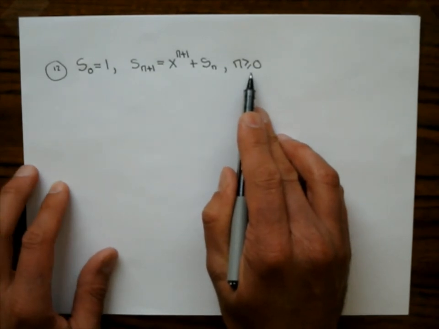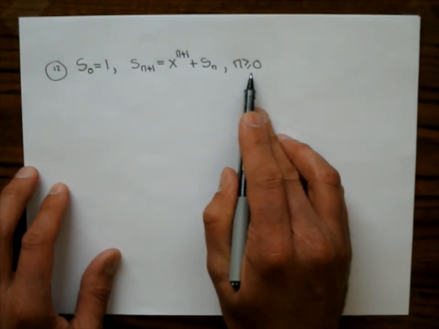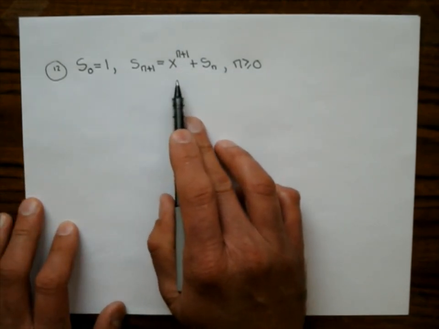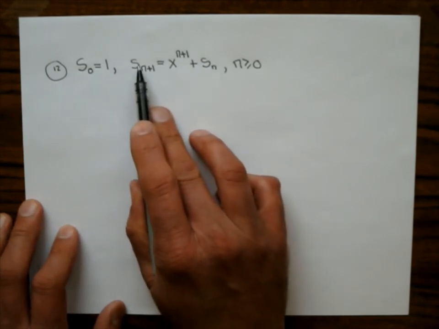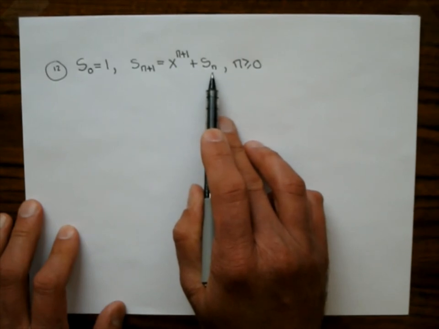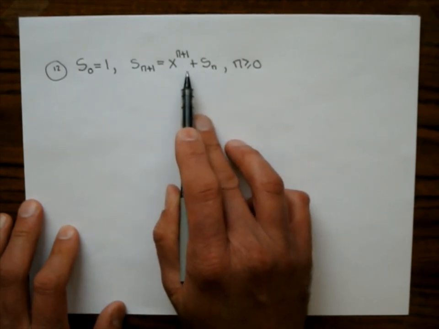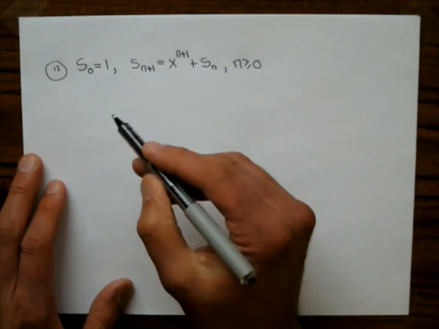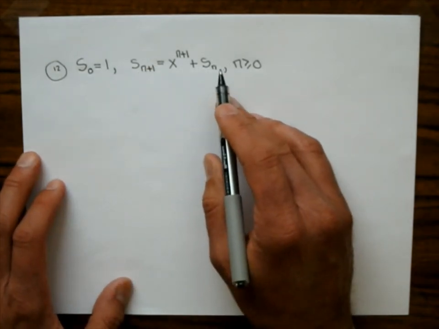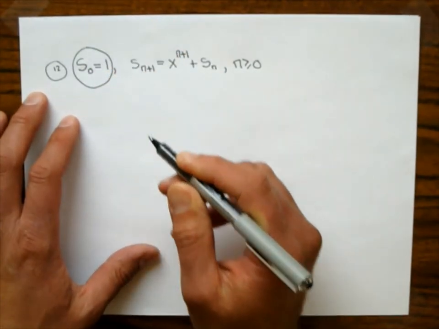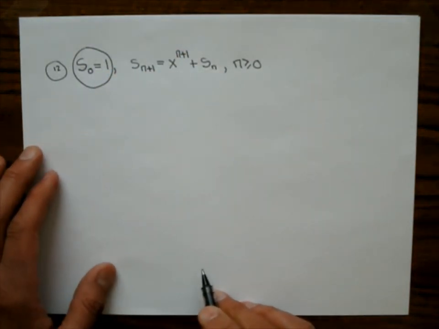The last one was explicit, which means we could find out what A100 was by just putting 100 in the formula. This one is recursive, which means if we want S100, you'd have to know what S99 was. So I kind of compared the recursive formulas as stepping stones. And so it's funny because they say find the first 4 terms.